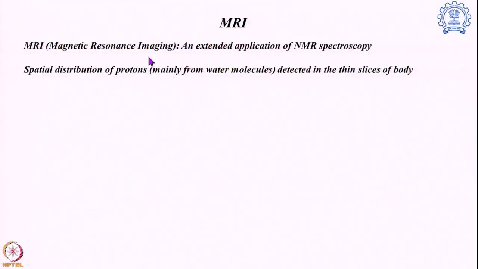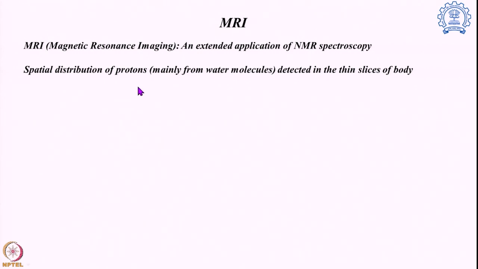Now we come to the second part of this NMR spectroscopy, which is an application known as MRI, or magnetic resonance imaging. MRI is quite a common term nowadays in the medical field, because whenever we get injured in our body, we generally try to do an MRI scan, and it gives us an idea of what is actually happening around our body.